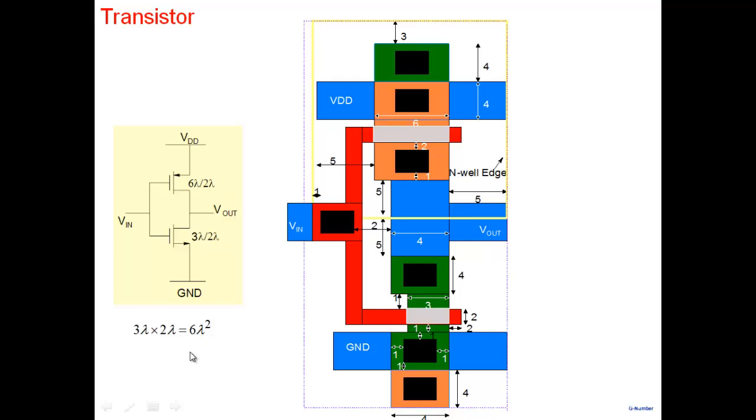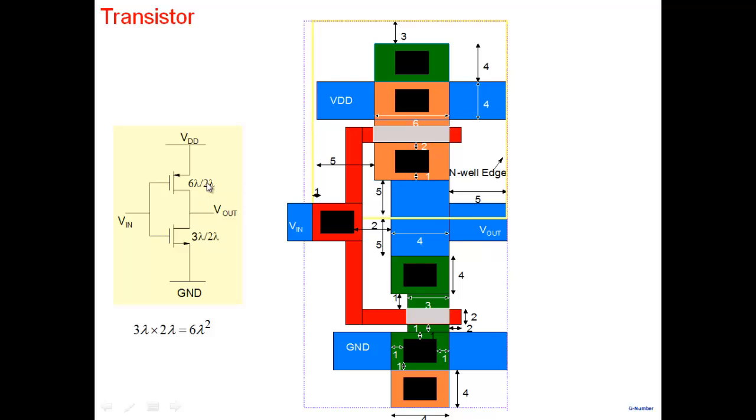All right. So some of the things that I want to highlight: a common mistake or common perception of many of the students. When I write 3 lambda by 2 lambda, the transistor area is 3 lambda into 2 lambda, which is 6 lambda square. So when we say the width of the MOSFET is 3 lambda, length of the MOSFET is 2 lambda, what is the area of the transistor? 3 lambda into 2 lambda, very simple one, right? 6 lambda square. Or the area of this PMOS is 6 lambda into 2 lambda, so it is 12 lambda square.